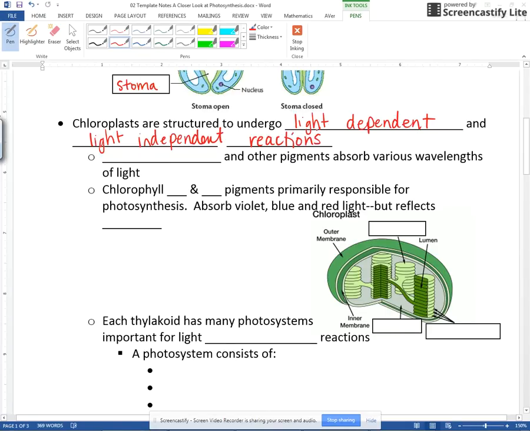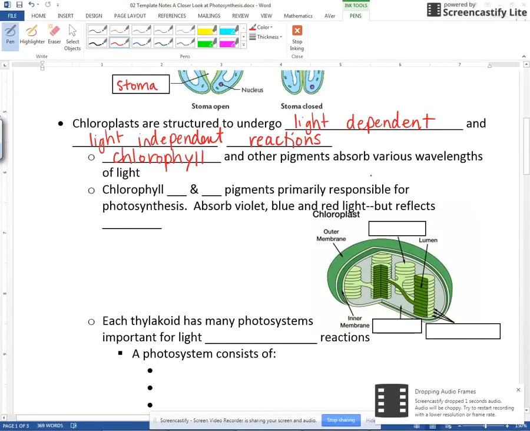All right. These are the two main steps of photosynthesis. This is the photo part. This is the synthesis part. Okay. In this blank here, we're going to have chlorophyll and other pigments absorb various wavelengths of light. We have two basic types of chlorophyll. You have the A and the B version. They're responsible for photosynthesis. Some of the other pigments can absorb different wavelengths of light, or they can provide photoprotection, like we talked about in the overview notes.